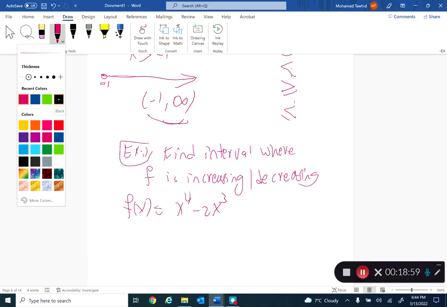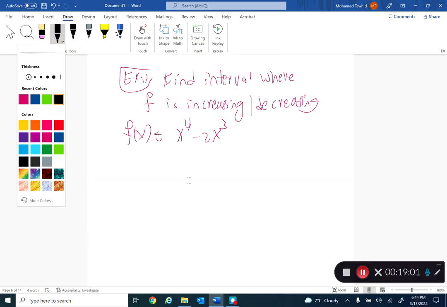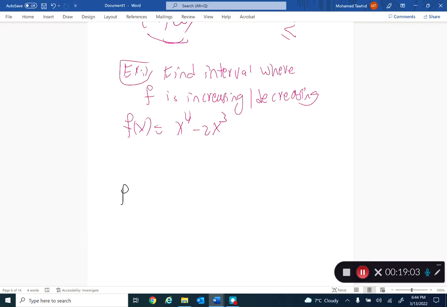Okay, guys? So here f is increasing, decreasing. First, let us assume your f is increasing. So let us assume f is increasing. Now, f is increasing if and only if your derivative is greater than or equal to 0, right?